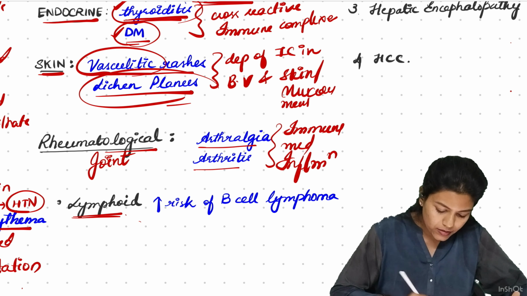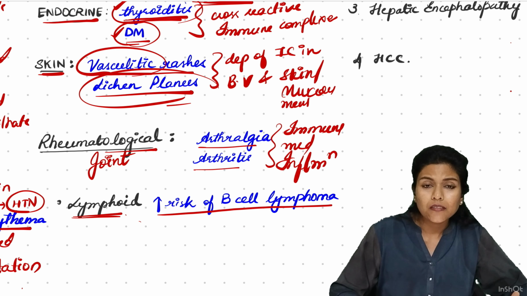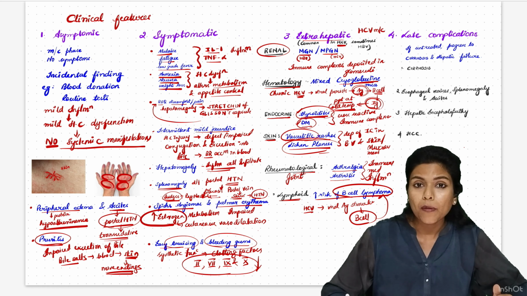And in the lymphoid, there's increased risk of B cell lymphoma. Again, the reason is the same as the mixed cryoglobulinemia. In HCV, because of viral persistence, the viral antigenic stimulus will continuously activate the B cells. Continuous proliferation of B cells will lead to B cell lymphoma. So the lymphoid manifestation is B cell lymphoma. This is about the extrahepatic manifestations, more common with HCV, also seen in HBV.